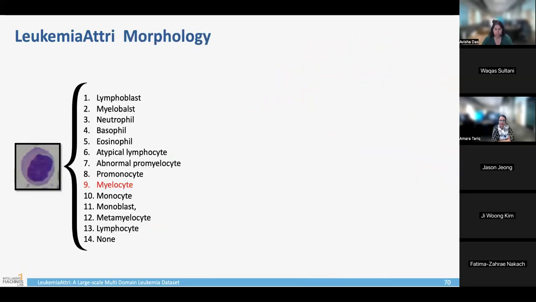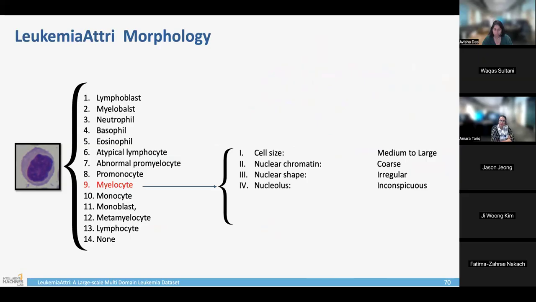And so, for example, this cell is a myelocyte, and then we have these attributes. She told us the cell size is medium to large. The nuclear chromatin is coarse. The nuclear shape is irregular. Nucleus is uncontiguous. Cytoplasm is abundant. Cytoplasm basophil is moderate, and cytoplasm nucleus is absent. So we have multiple attributes, and for each attribute they have multiple options, and then they selected, so this cell has this thing. What we ultimately want to predict is that, given this cell, this is a myelocyte and it has these attributes.